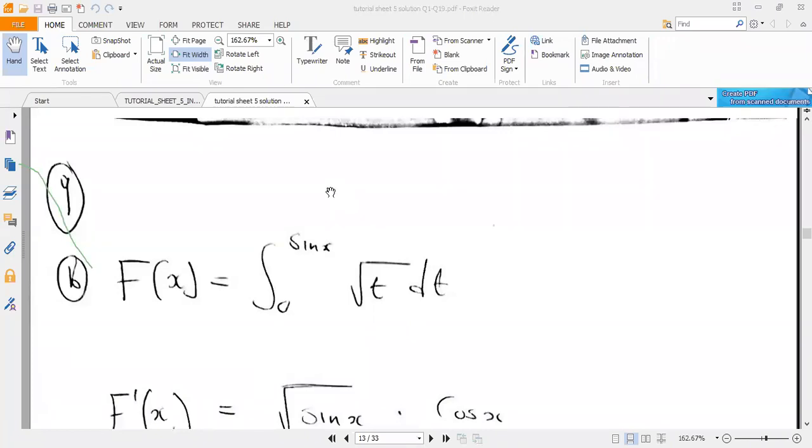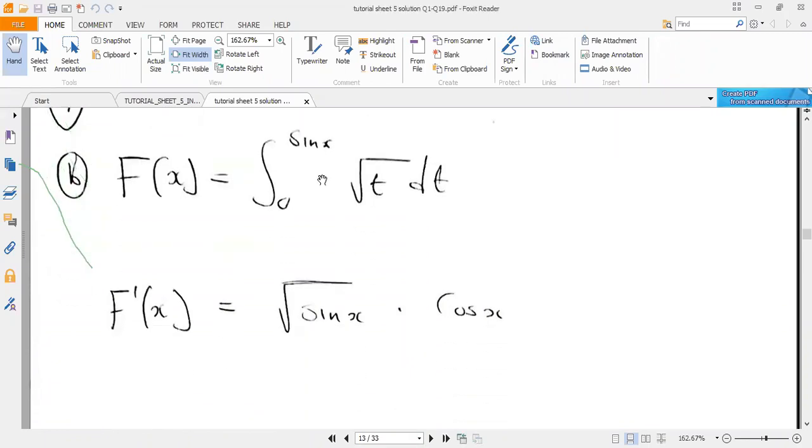Okay, we proceed. So for instance, in this case, we're trying to find f prime of x, the integral of 0 to sine x of root of t dt. The first thing is that you always plug in the upper limit of the integral where there's t. So f prime of x is equal to the root of sine x. Then multiply it with the derivative of the upper limit, which is sine x. The derivative of sine x is cos x. So that will be your final answer: f prime of x is equal to the root of sine x times cos x.